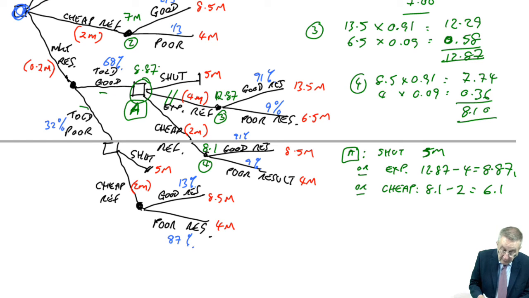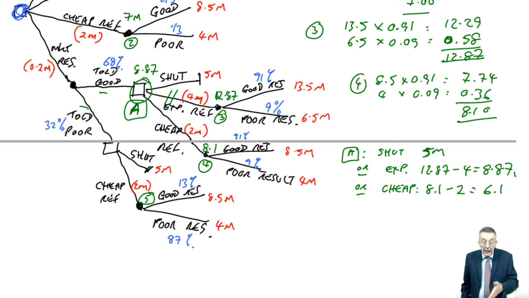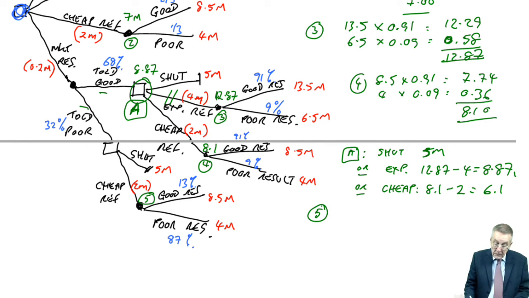Similarly, though, what about if they tell us it's poor? If they tell us it's poor, we then have to make a decision. We either shut and get 5 million, or, what number am I up to? Number 5. We do the alternative, do the cheap refurbishment and either get a good result or a poor result. So 0.5. Good result, 8.5 million. Poor result, 4 million. Probabilities, 0.13, 13%, 0.87, 87%.